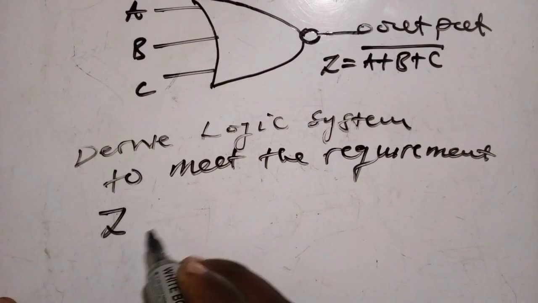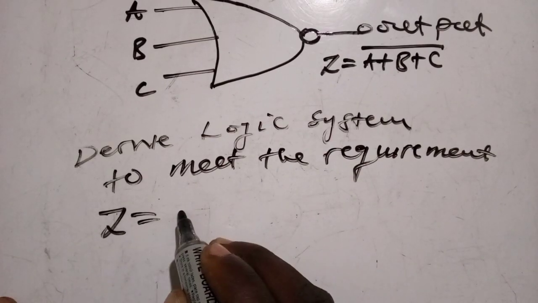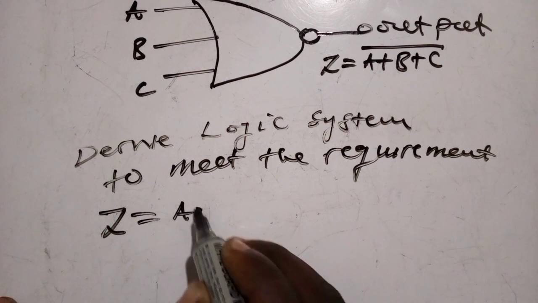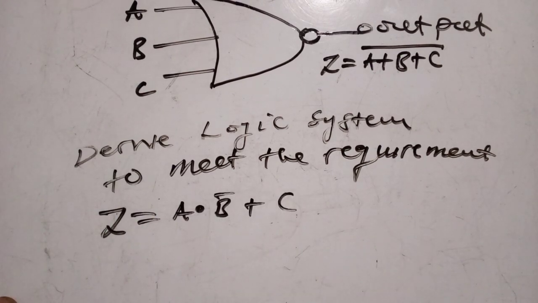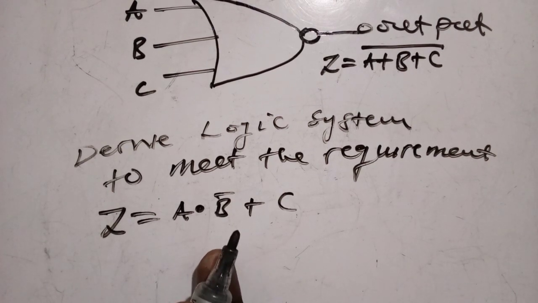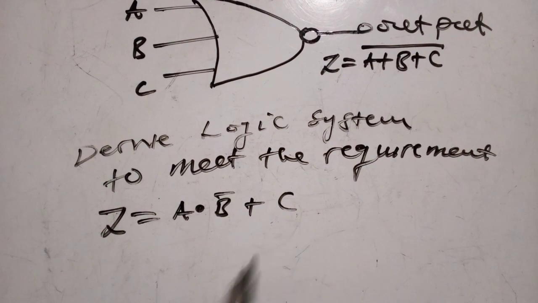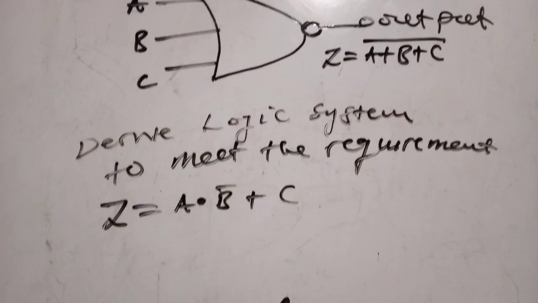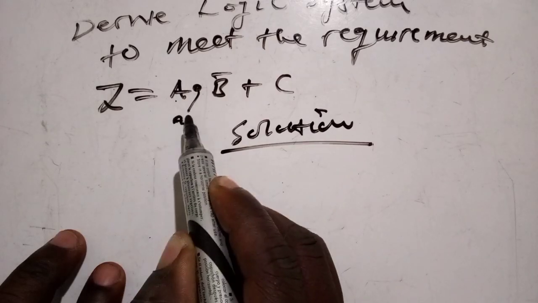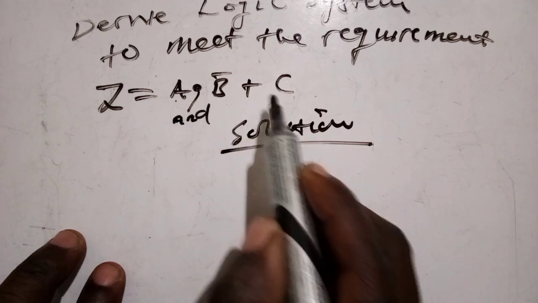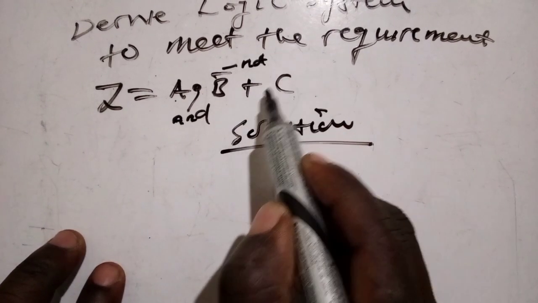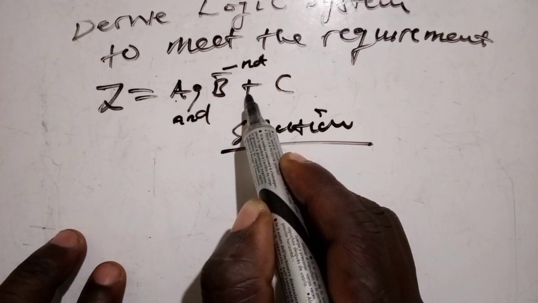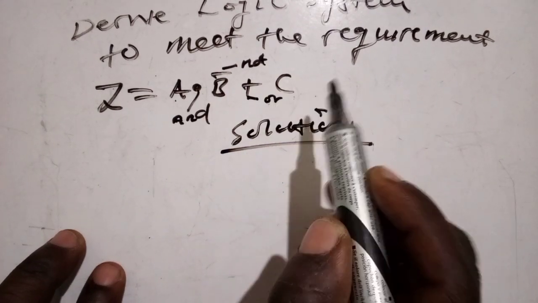This is a logic gate. Z equals A multiplied by B bar, then plus C. How can we draw a logic gate by using this information which we have here? We have an AND gate, and this is a NOT gate, and this one here is an OR gate.